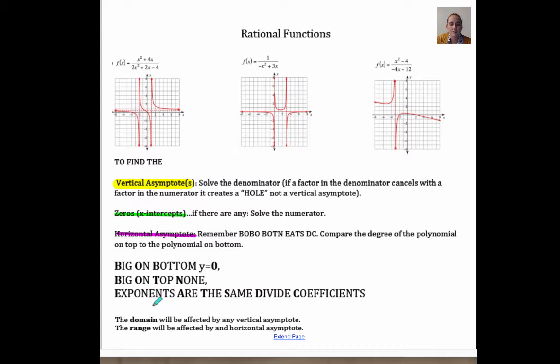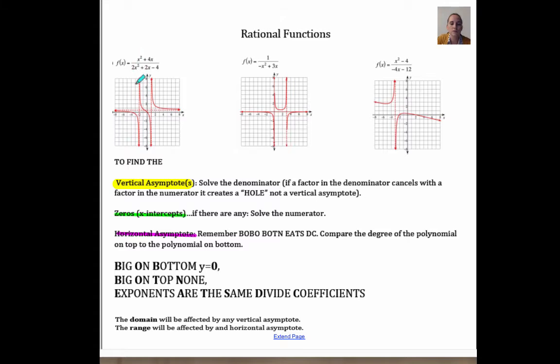And then eats DC. If the exponents, that's referring to the degree, are the same, we'll divide the coefficients. So, taking a look at this original problem here, we have an x squared and another x squared down here. We're only looking at the degree of the polynomial, so a 2 and a 2, okay? So they're both quadratics. In this case, exponents are the same, so we would divide the coefficients. The understood coefficient here is a 1. So I would have a horizontal asymptote at y equals 1/2, 1 over 2.